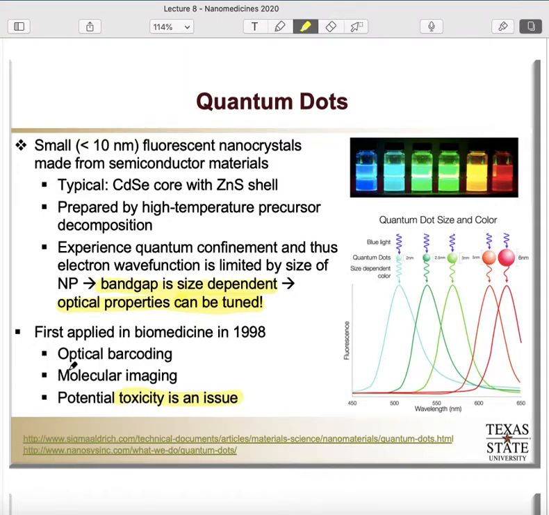Some of the applications that have been utilized is in optical barcoding, because again, you're able to utilize multiple labels in a single sample, and for molecular imaging.